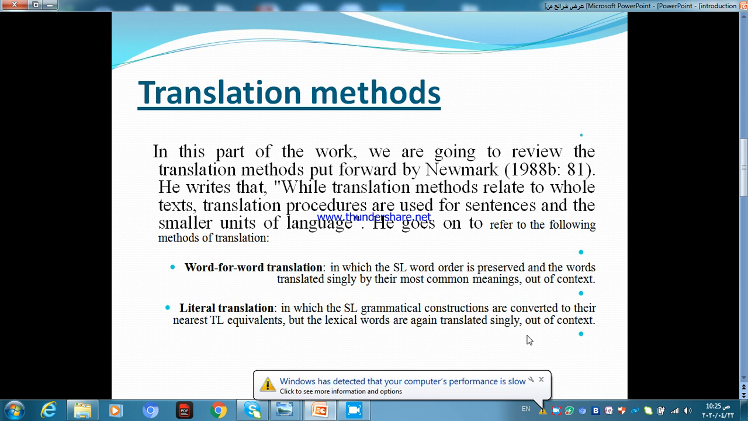And the second type of translation method we call literal translation, in which the source language grammatical constructions are converted to their nearest target language equivalents. That's to say, when you as a translator want to translate according to this method, you must pay attention to the grammatical construction that is found in English, for example, and you convert it into its nearest target language equivalent in Arabic.